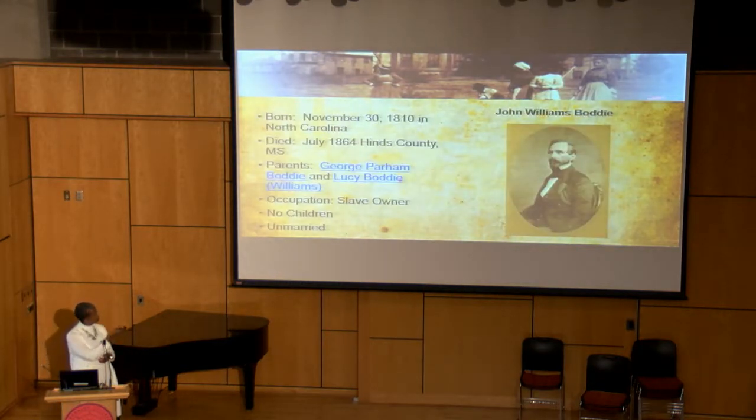So, this is his picture. According to Ancestry.com, this is John Williams Bodie, the owner of the Bodie plantation. He was born in North Carolina. His occupation was slave owner, and he was unmarried, and we see here, according to the record, he had no children. A bachelor on a plantation with slaves, no children? I think not. So we're going to see some information that will also illuminate that point.